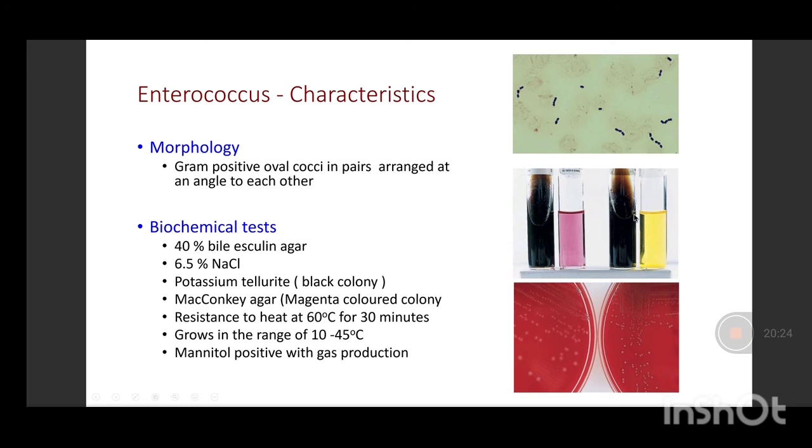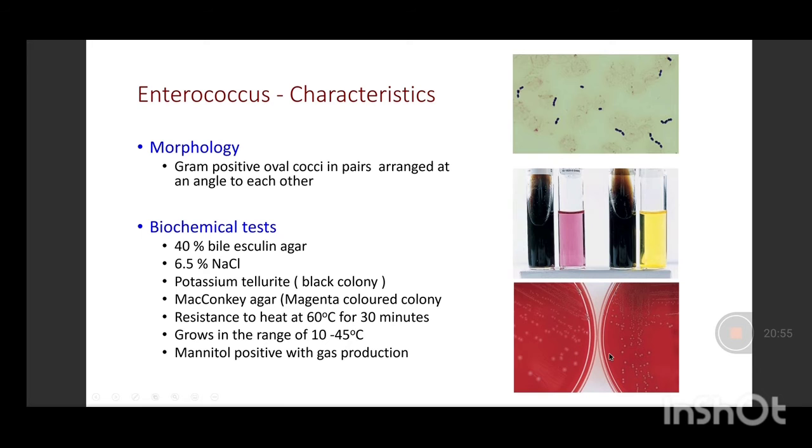So the comparison here is with certain streptococci which also give a reaction on the bile esculin agar. They can be differentiated by their growth in 6.5% NaCl, or sodium chloride. Potassium tellurite is used to selectively isolate and identify them, where they produce black colonies. A Conkey agar can also be used, where they grow as very tiny magenta colonies.